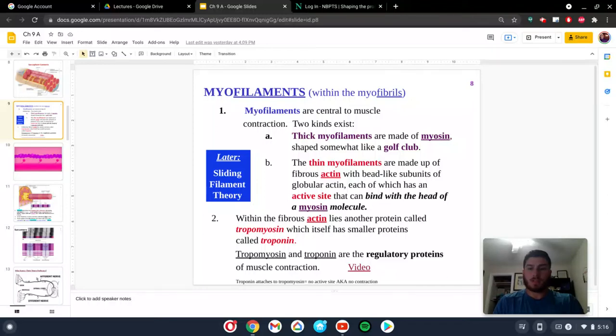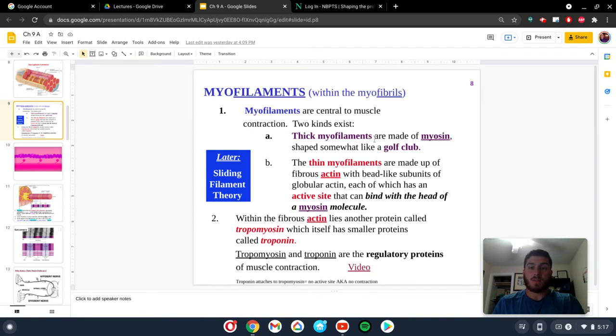Hey everybody. So this video is going to be dealing with the myofilaments within the myofibrils of the muscle. The myofilaments are central to the muscles for their contraction. And there are two myofilaments, and you may have heard of these already. So we have the thick filaments and we have the thin myofilaments.